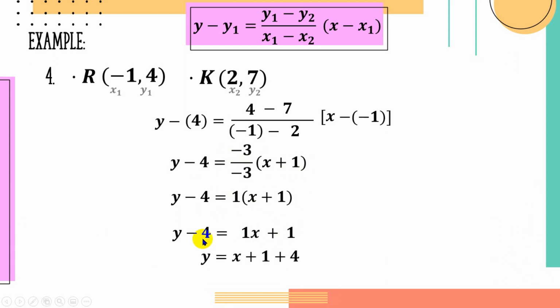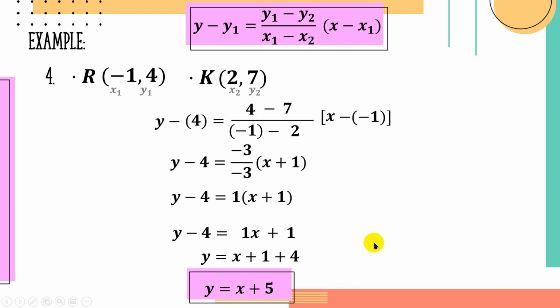So, on both sides of the equation, mag-a-add tayo ng positive 4. Magkakaroon tayo ng y is equals to x plus 1 plus 4. So, combine na natin yung dalawang constants. 1 plus 4 is 5. So, ang ating resulting equation is y is equals to x plus 5.